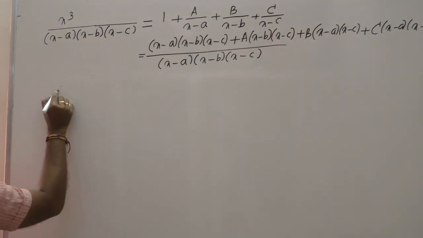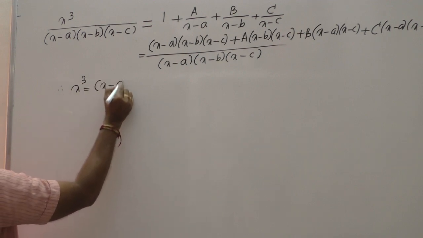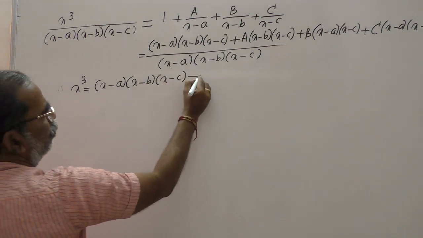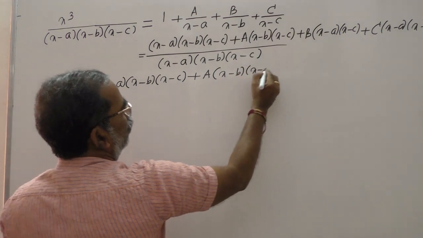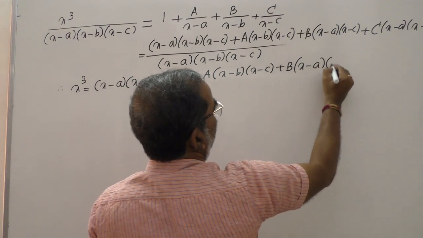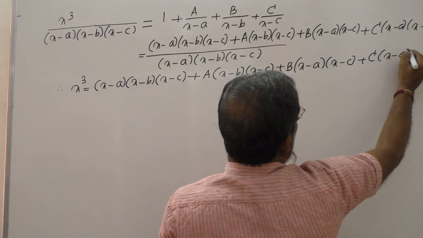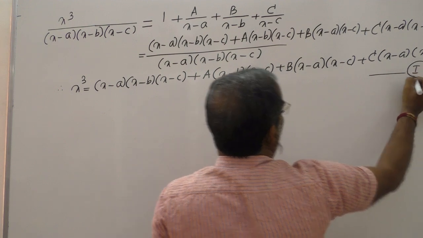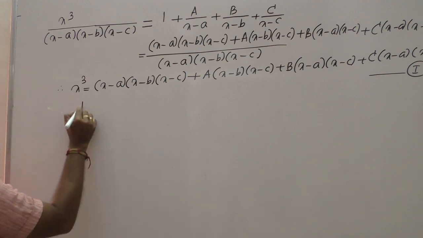Denominators are equal, therefore equating numerators. X cube is equal to (x minus a)(x minus b)(x minus c) plus a into (x minus b)(x minus c), b into (x minus a)(x minus c) plus capital C into (x minus a)(x minus b). This is equation 1. Now there are 3 linear factors. You can put 3 values. See carefully.